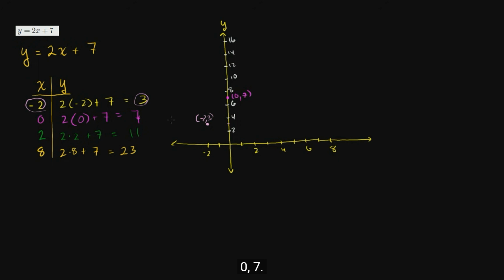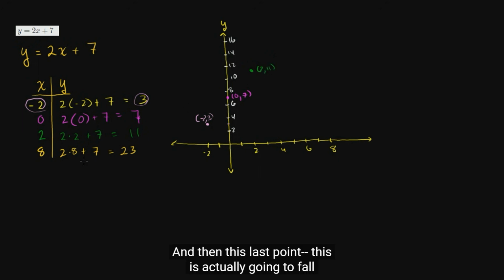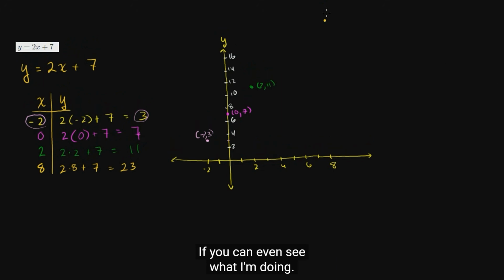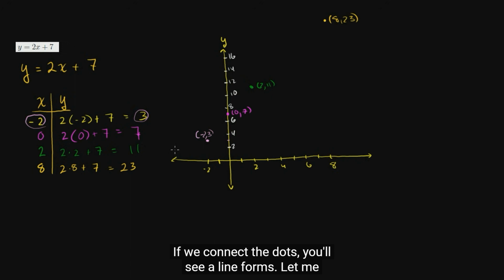Then we have this one in green here, point 2, comma 11. 2, comma 11 would be right about there. And I have this last point. This is actually going to fall off of my graph. 8, comma 23, that's going to be way up here someplace. If you can even see what I'm doing. This is 8, 23.